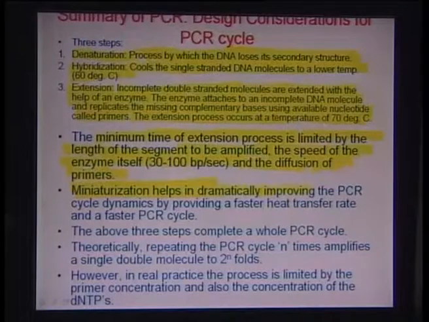Miniaturization definitely helps in dramatically improving the PCR cycle dynamics by providing a faster heat transfer rate, as we have already talked about, and so there will almost always be a faster PCR cycle time because of this miniaturization. The above 3 steps complete a whole PCR cycle. Repeating these steps n times would theoretically amplify a single double-stranded molecule 2 to the power n fold, giving identical copies of the same sequence.